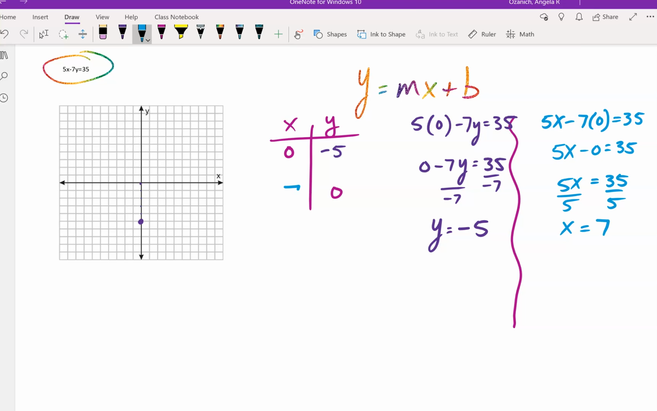Okay, that goes here. So I've already plotted the point 0, negative 5. I also want to plot the point 7, 0. So 1, 2, 3, 4, 5, 6, 7. 7, 0, and then I just draw the line between those 2 points.